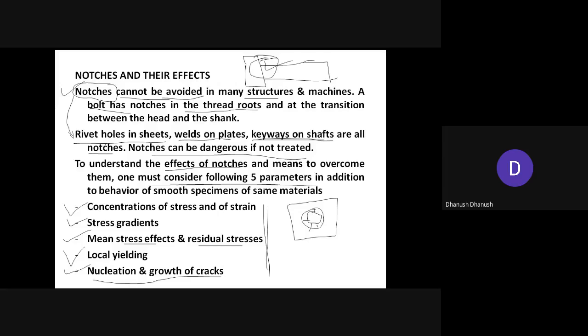Fine. So now please note down this complete sentence. Without notches, we cannot design the components. So notches are inevitable, but they should be treated in a better way. To understand the effect of notches, we need to have these five parameters in mind.